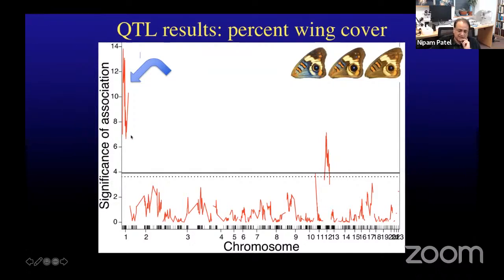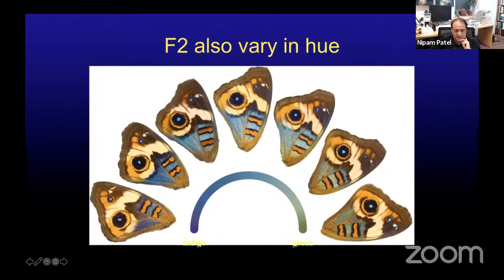But more fascinating is if we look at the F2s in a different way, if we look at them as different hues. So these wings all have the same percentage of the wing covered by this structural color. But as you see, they vary from sort of a purplish color all the way through blue to turquoise to a greenish color. And so this represents a variation in thickness of the lamina from about 140 nanometers to about 240 nanometers.